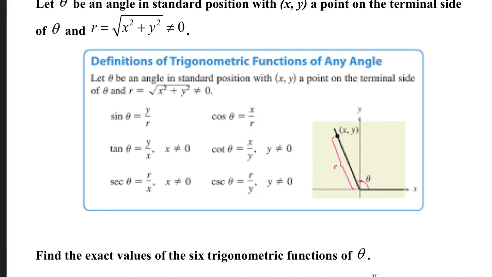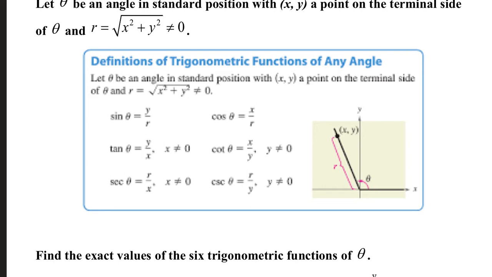In this video, we're going to look at defining trigonometric functions of any angle. Up to this point, we've pretty much stuck with acute angles from 0 to 90. We're going to define a point on a terminal side.